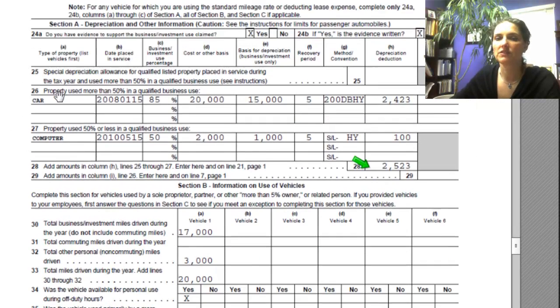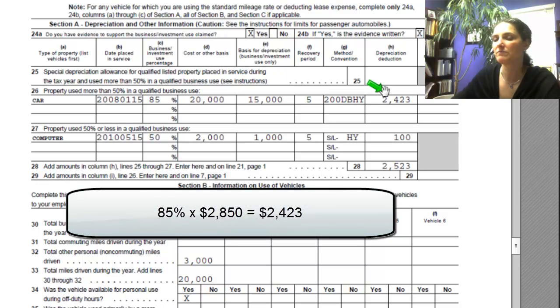We begin the 4562 by filling out Part 5 on page 2, and there we enter the car first. We show that 85% business use. The date placed in service is 2008, $20,000 cost. We took a $2,000 Section 179 deduction. That reduced the cost basis. We basically take $20,000, multiply 85%. We subtract out $2,000, and we get $15,000. It doesn't really matter what we enter on these lines. We're still affected by the limit on automobiles, which is 85% of the maximum allowed, $2,850. We enter 2423 on the line.